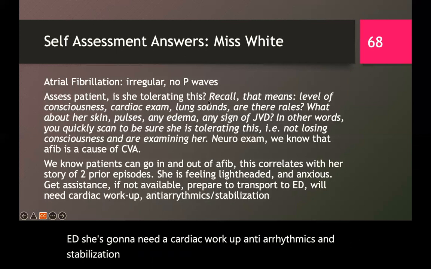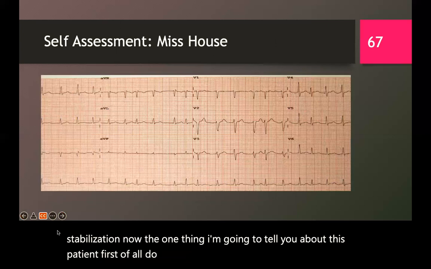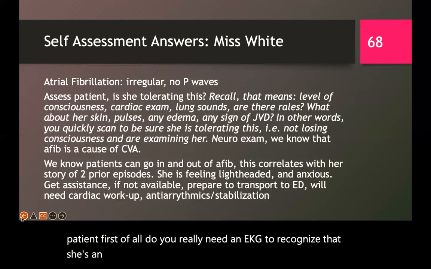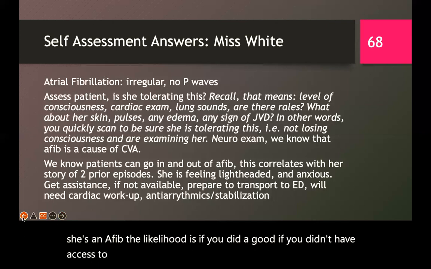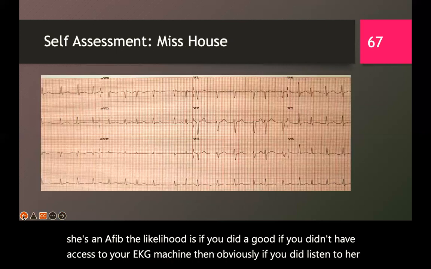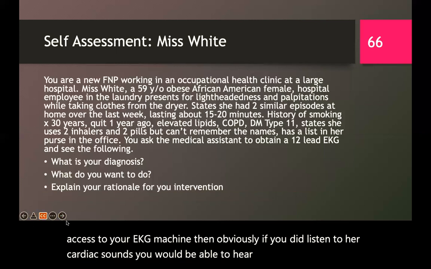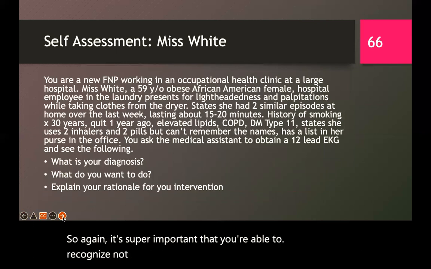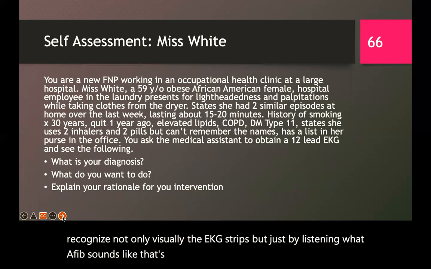Now, the one thing I'm going to tell you about this patient, first of all, do you really need an EKG to recognize that she's an AFib? The likelihood is if you didn't have access to your EKG machine, then obviously if you did listen to her cardiac sounds, you would be able to hear that irregular heartbeat. So again, it's super important that you're able to recognize not only visually the EKG strips, but just by listening what AFib sounds like. That's a very, very common arrhythmia. I'm sure you've heard it before and could recognize it.